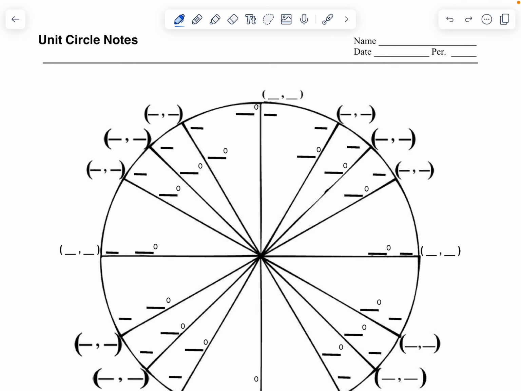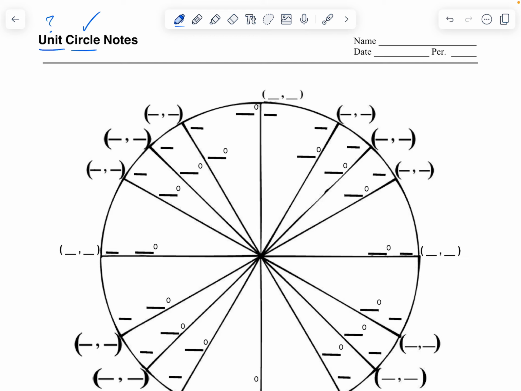Hey everyone, in today's lesson we're going to be talking about this thing called the unit circle. So let's look at this word, unit circle, or two words right here. We obviously know what a circle is, but what is this unit all about?